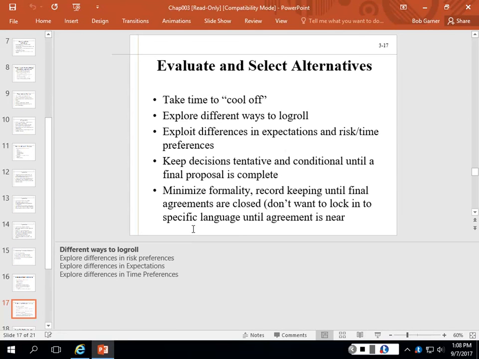Keep decisions tentative and conditional until the final proposal is complete, and then minimize formality and record keeping until the final agreements are closed. You don't want to lock in something until we're at the end and everybody's on the same page.